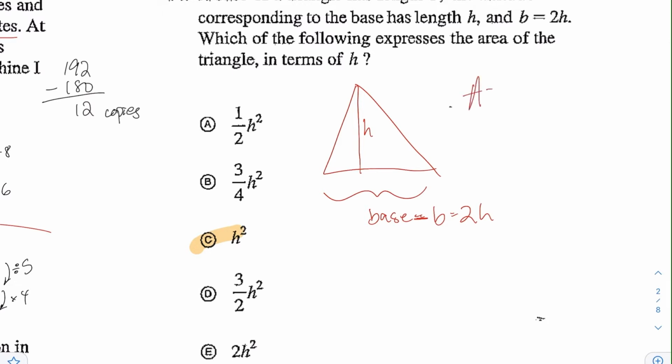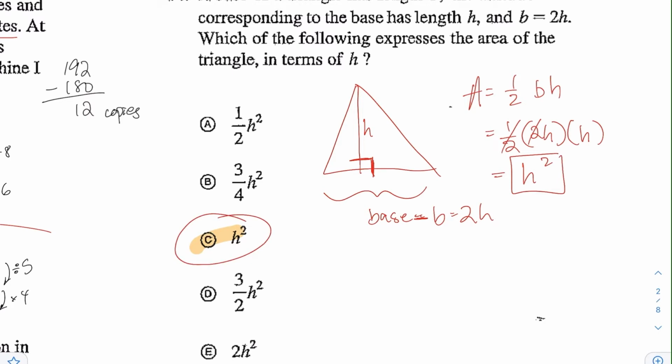So the area of this triangle, remember, is 1/2 base times height, and the base must be perpendicular to the height, or the altitude. So that's going to be 1/2 the base, which is 2H, times the height, which is H. In this case, 2 and 1/2 cancel out, and you just get H squared, choice C.